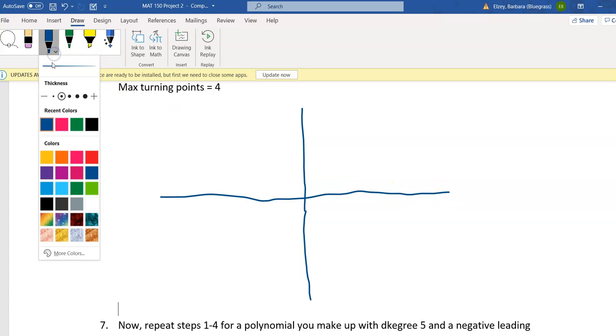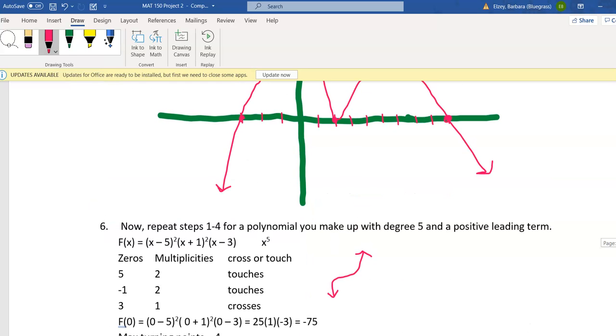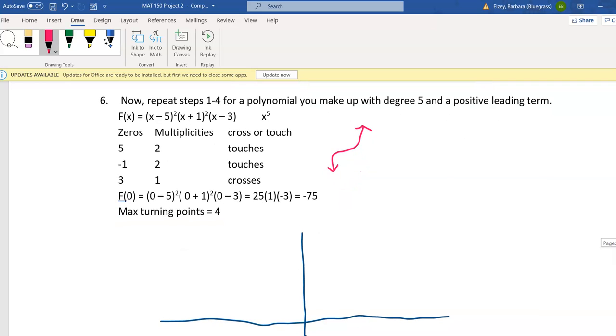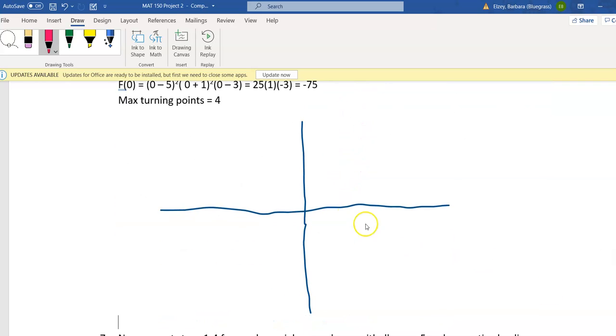And I'll change the color from my actual graph. Okay, so let's go back up here and let's notice our zeros that I came up with are 5, negative 1, and 3. So 5, here it is, negative 1, here it is, and 3, right there.